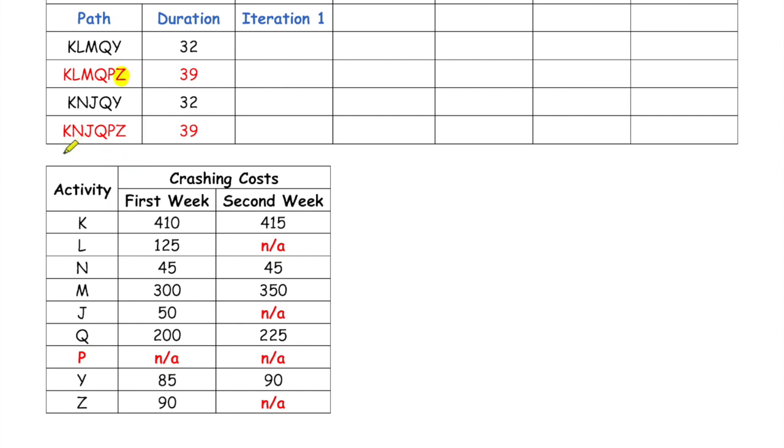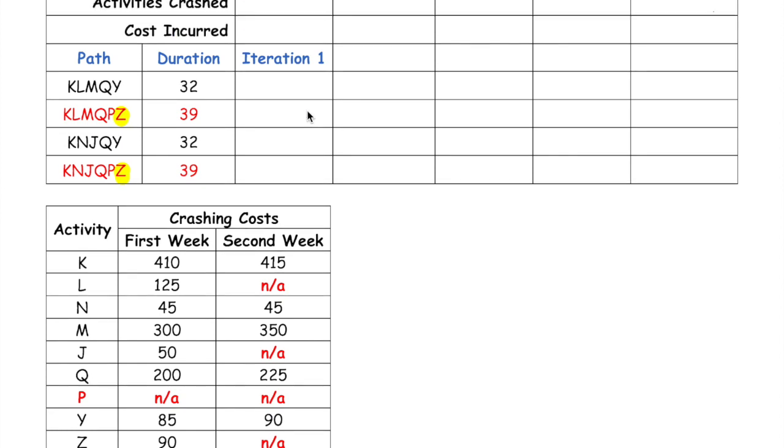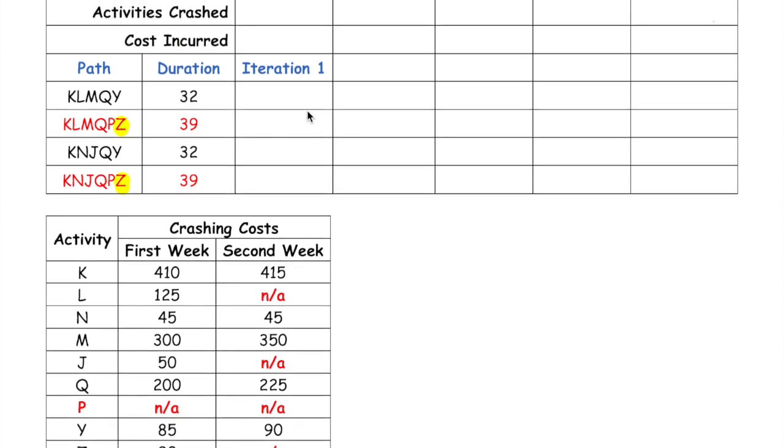If we have a look at the second critical path between K, N, J, Q, P, and Z, once again activity Z happens to be the cheapest. So it should be pretty obvious to us that in the first iteration, we're going to be crashing activity Z, and that's simply because that's the cheapest way of reducing the duration of both the critical paths at the same time.